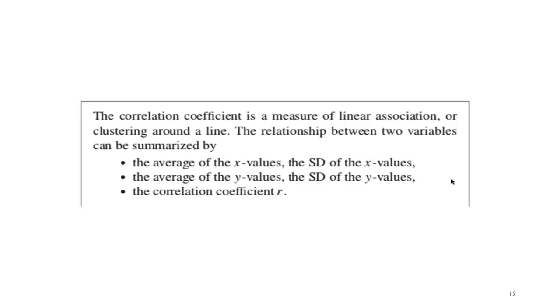The relationship between two variables can be summarized by the following things: the average of all the x values, the SD of the x values, the average of all the y values, the SD of the y values, and finally this correlation coefficient R. So all these numbers can help us better understand that association.